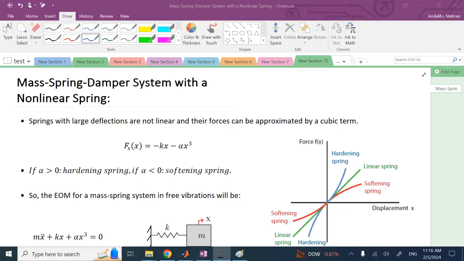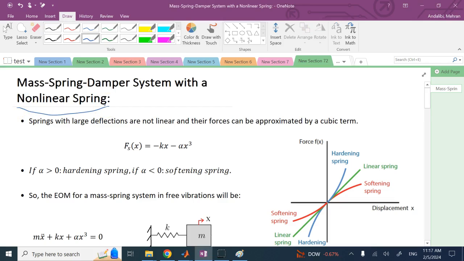Hello everyone. In this video we are going to look at the response of a mass spring damper system, but not the regular one that you always see. We're going to look at the case when the spring is nonlinear.